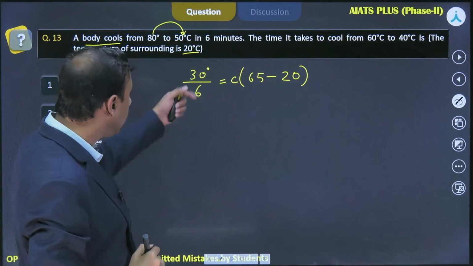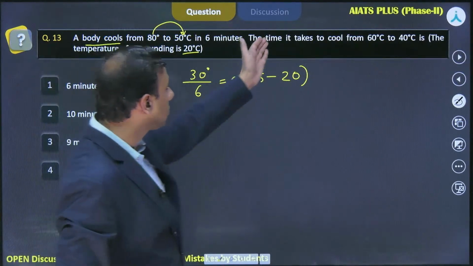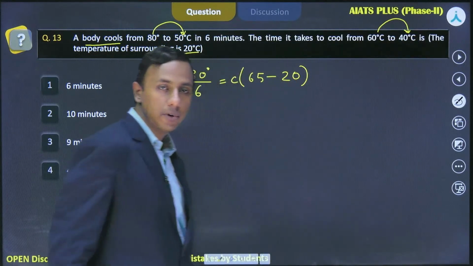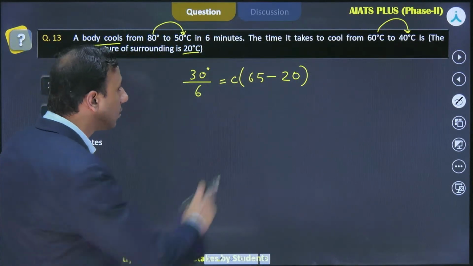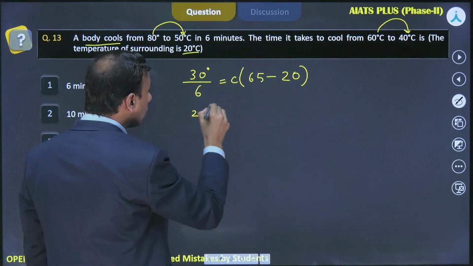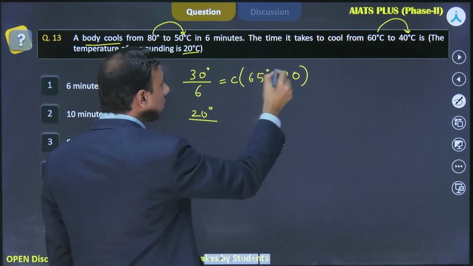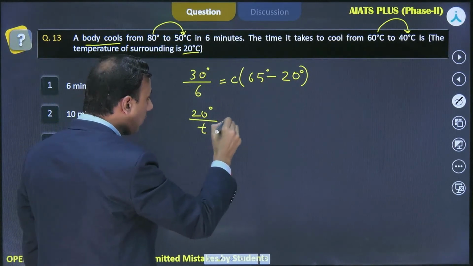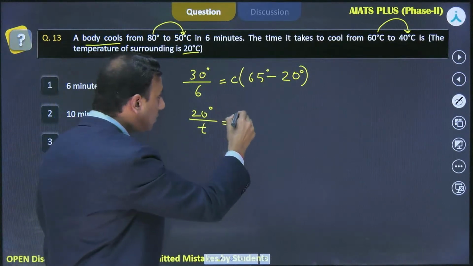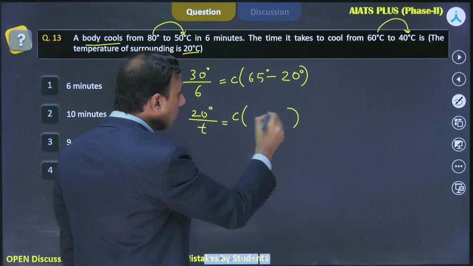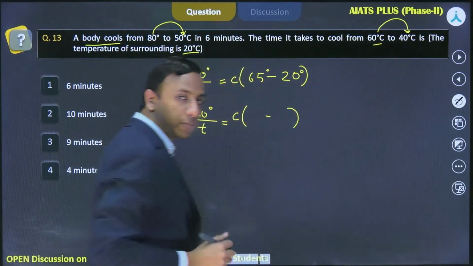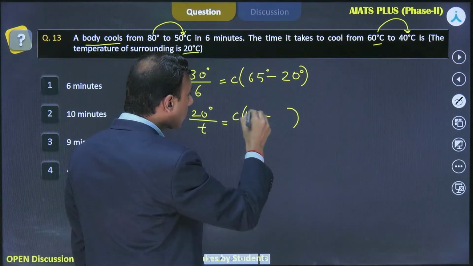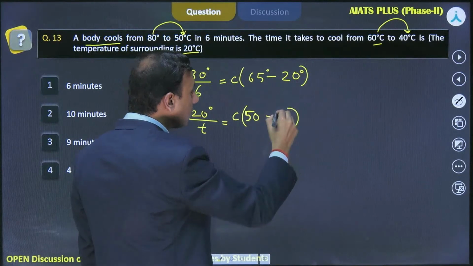Okay. Then let's write another equation as well, because they are asking the time it takes to cool from 60 to 40. So now what is the fall in temperature? 60 minus 40, that is 20 degree. Here also it is degrees only. And 20 degree upon time taken, we don't know. Let's call it as t. The constant is the same. Now here, the difference. What is the average temperature of the body? 60 plus 40 by 2. So that means 50 minus temperature of surrounding, which is 20.